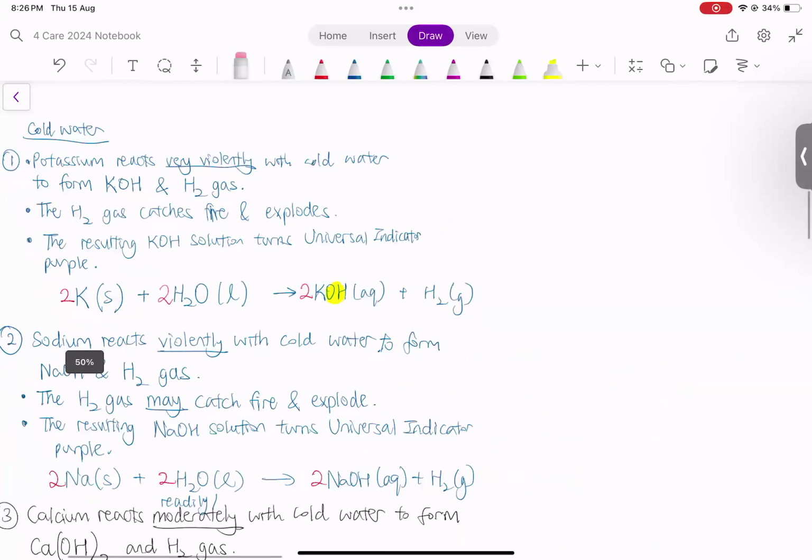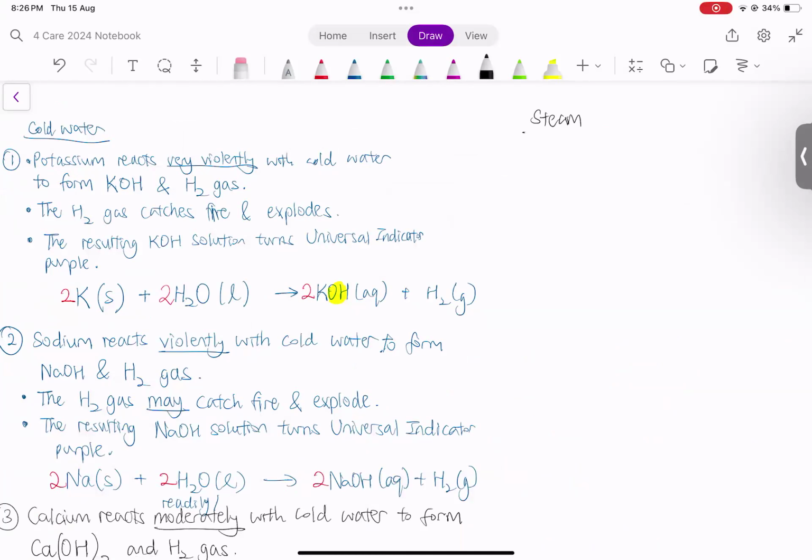Now for steam, Mr. So will start with magnesium. Why do I start with magnesium? Does it mean that potassium doesn't react with steam? Potassium is very reactive. Potassium reacts with steam. However, potassium and sodium, they are explosive with steam. Because it's explosive with steam, we do not carry it out in the lab because it's dangerous. All right.